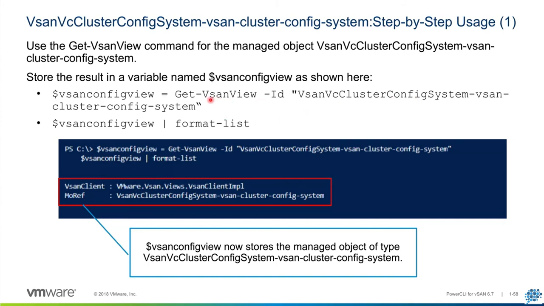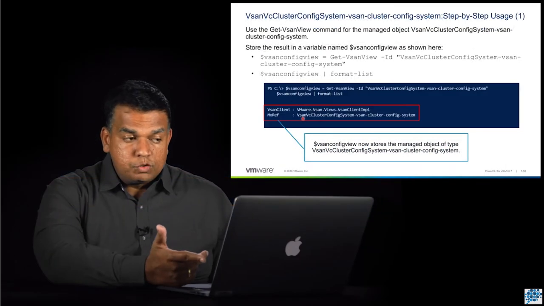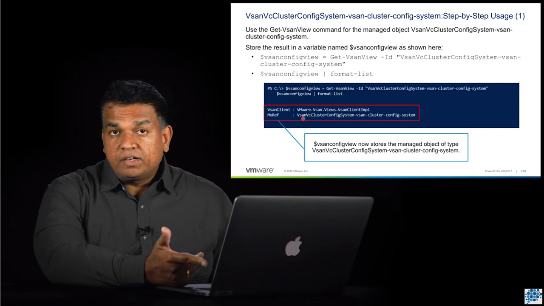So I specify this object with the Get-VsanView, and I'm storing the results in a variable called vSAN config view. So the vSAN config view variable now contains the configuration information about the vSAN cluster. Once I run this command and pipe the vSAN config view to Format-List, you'll see that it is an object of this particular type, which is the one we specified, the vSAN VC cluster config system. So we have stored all that information in the vSAN config view.